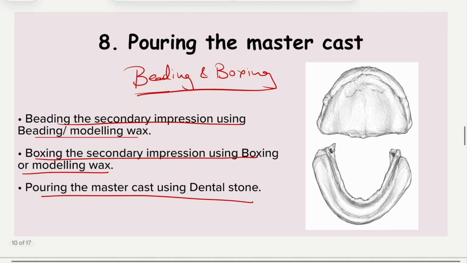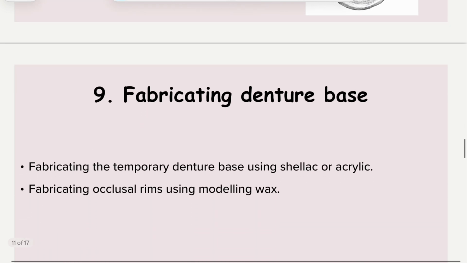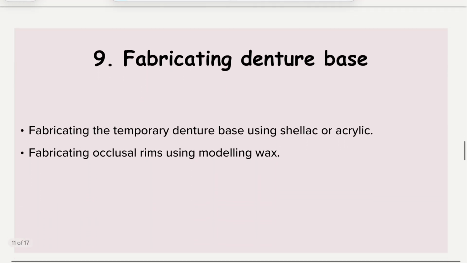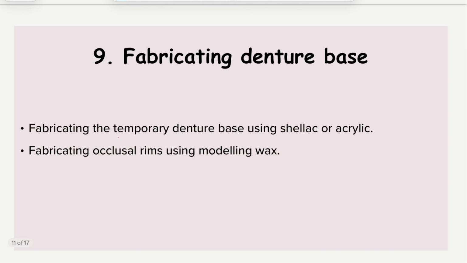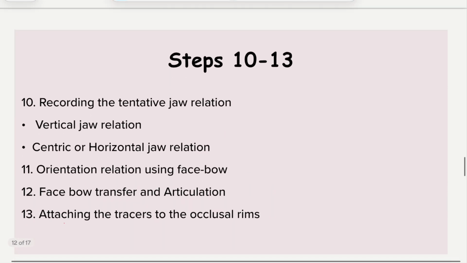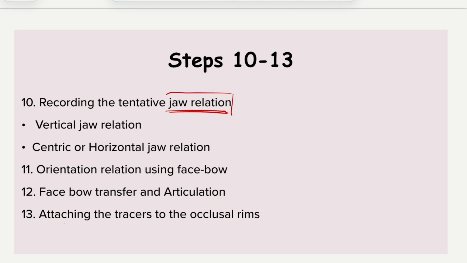Okay, so once the master cast is poured, we will fabricate the denture base. Now this denture base is a temporary denture base, and that can be made using shellac or acrylic. Okay, we will fabricate the occlusal rim using the modeling wax. Okay, so after both these steps are done, we will take the jaw relation. So the jaw relation is the relationship between the maxilla and mandible.